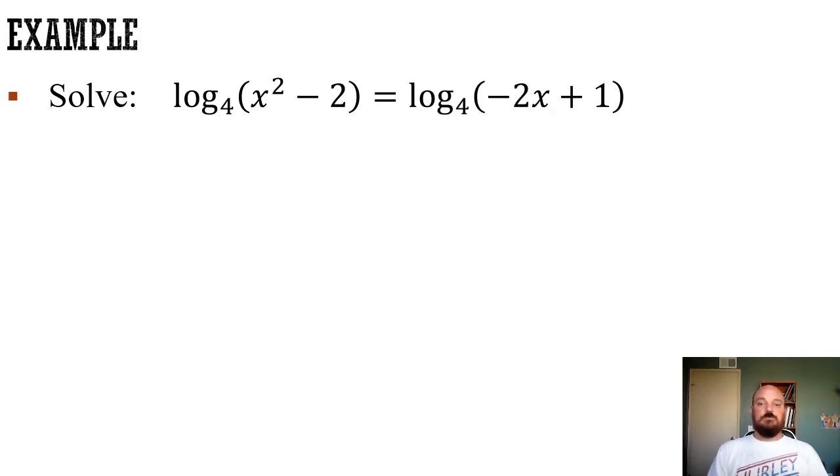So let's try one out. We have the log base 4 of x squared minus 2 equals the log base 4 of negative 2x plus 1. So this is exactly what I described to you guys. We have two separate log equations. They both have the same base. That's good. And there's no third term. There isn't a plus 10 on the end, or maybe another log, plus log base 4 of x on the end. If you have that third term, that's what we're going to talk about in just a few minutes. But for right now, just the two functions, and that's it.